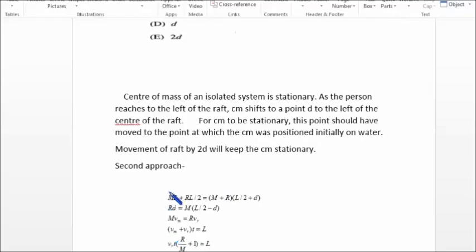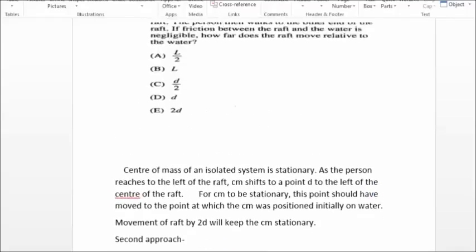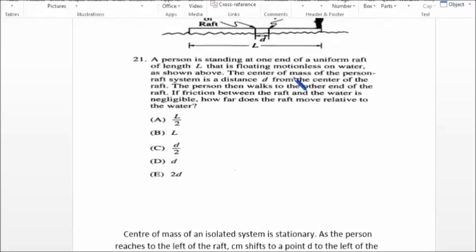Here this equation defines the center of mass. Now m is the mass of the person and r is the mass of the raft. So the center of mass is at L by 2 plus d. That is, if we take the 0 of the coordinate system on the left, the center of mass is at L by 2 plus d.